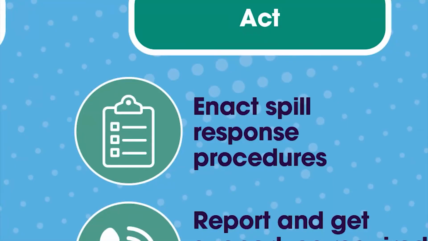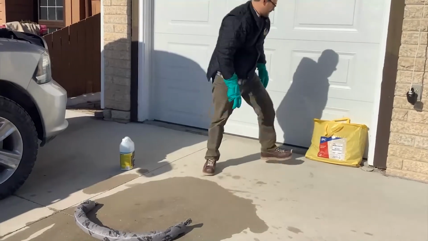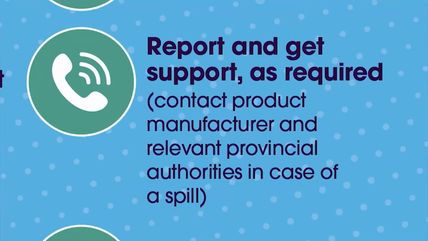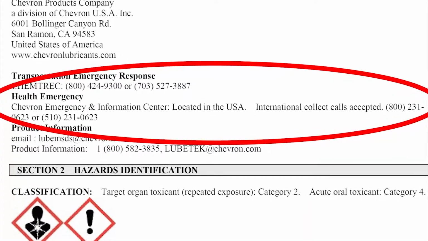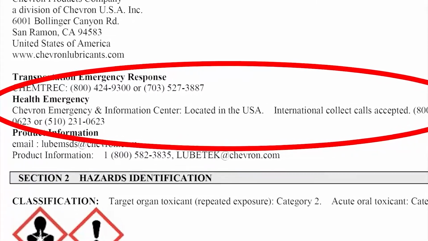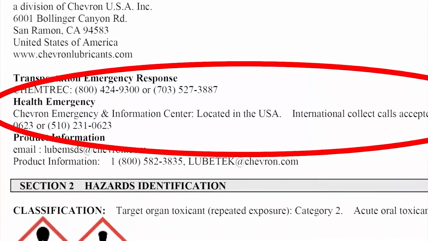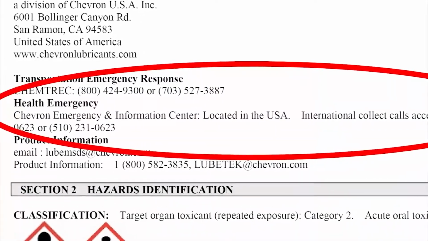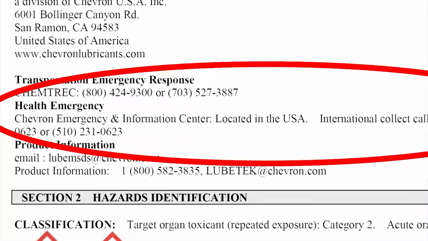Spill response procedures must be followed for spill cleanup. These are the procedures that are developed and practiced as part of the ERP. Depending on the type of chemical and the amount released, the manufacturer and the provincial, state, or regulatory agency may need to be contacted to report the spill. The manufacturer label and the SDS have an emergency contact number or contact information. These bodies and organizations can provide direction and help.